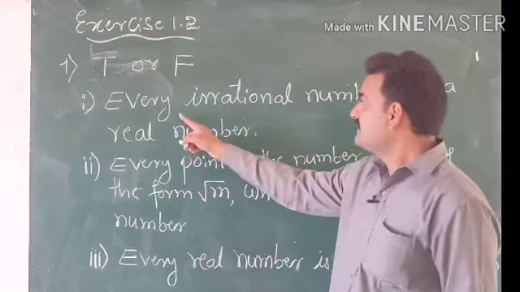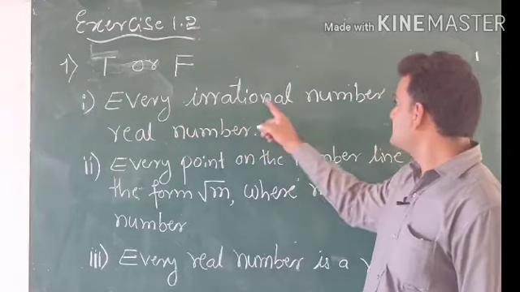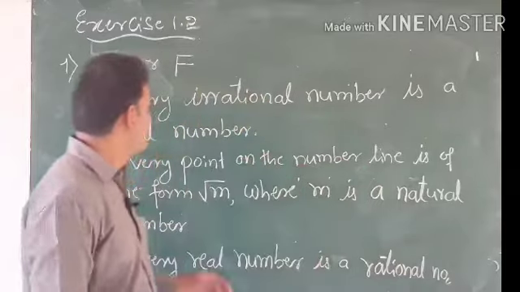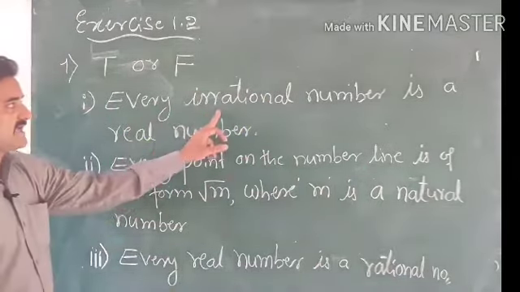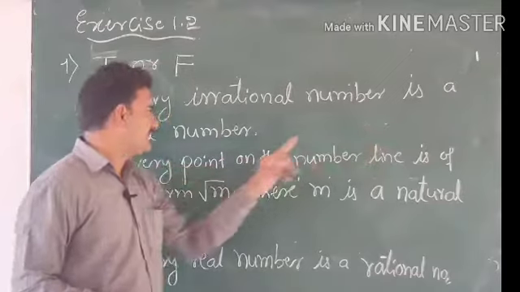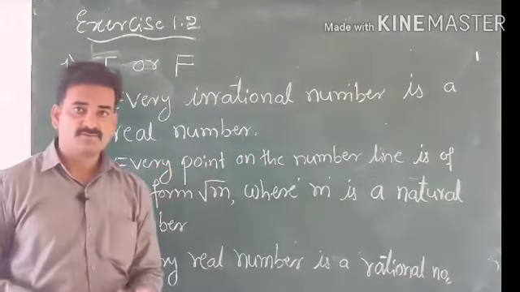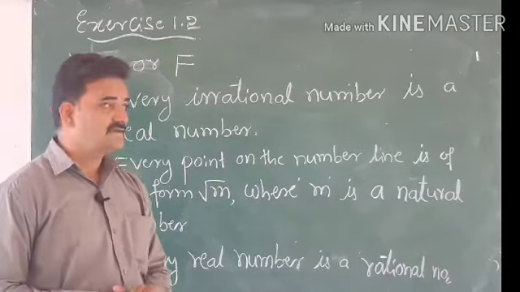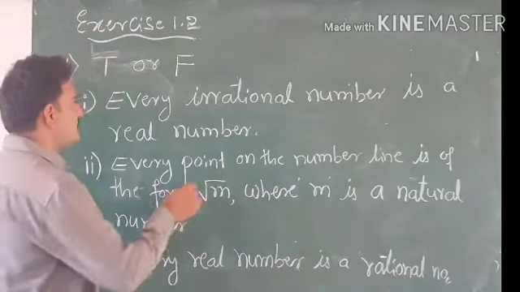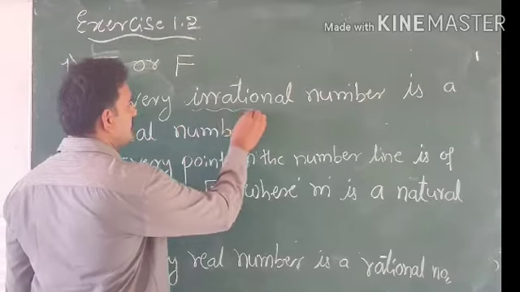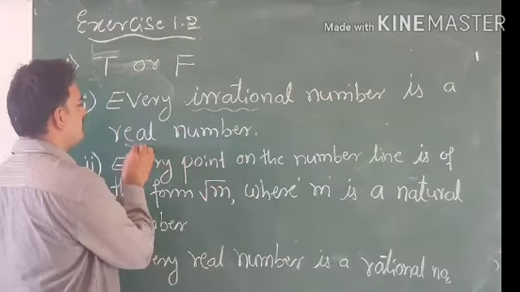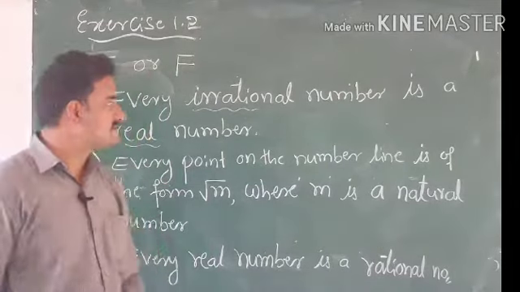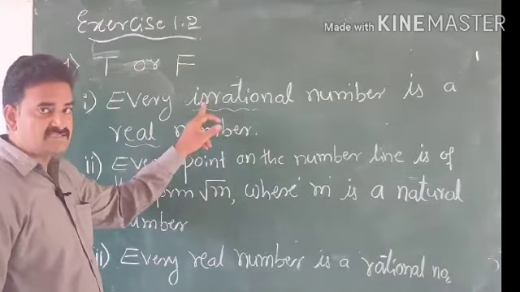Now the first one: every irrational number is a real number. Whether this statement is true or false, how are we going to find out? Before that, we should know what is meant by irrational number and real number. Already we discussed, but one more time we will discuss what is an irrational number.